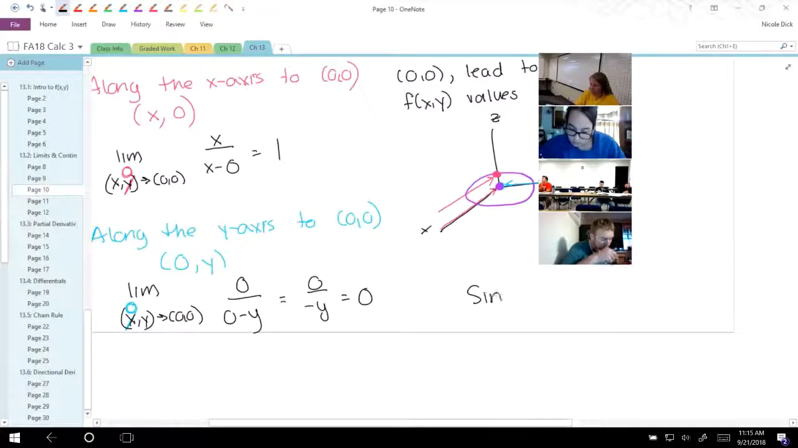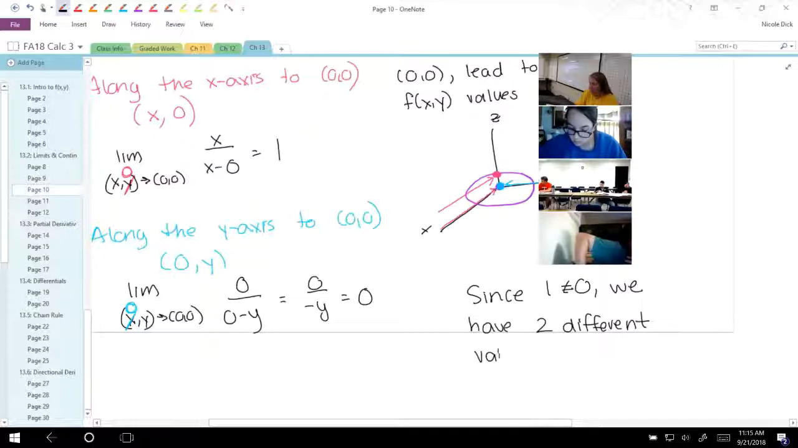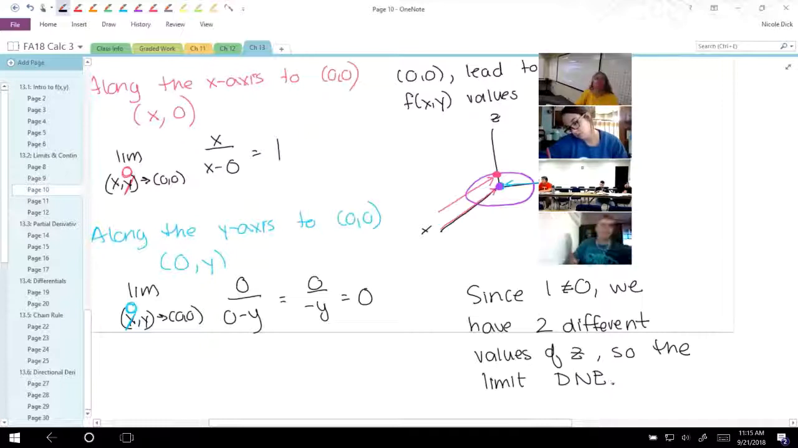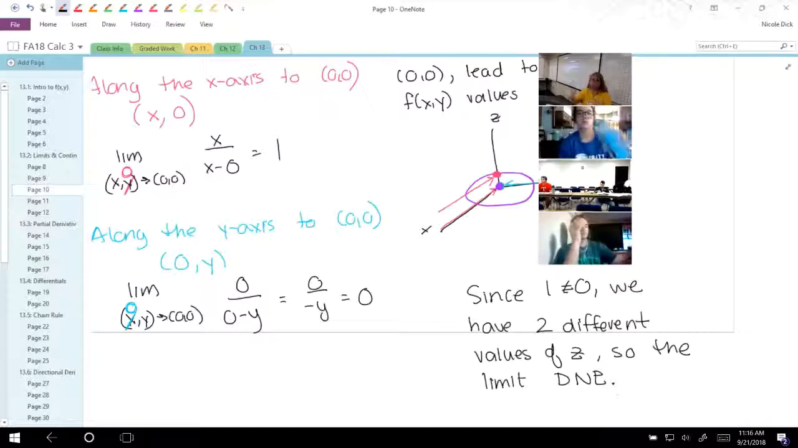So we can say since 1 does not equal 0, we know we are at different locations. We have two different values of z. So the limit does not exist. There's a jump in the graph at that point. We found two paths in this delta neighborhood that take us to different locations. We don't have a continuous function at that point. There's a non-removable discontinuity. There's nothing we could do to fix that. Can't factor, can't rationalize, can't do something else there. You're just kind of stuck with this.